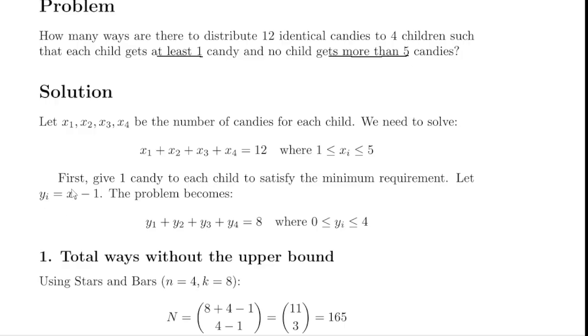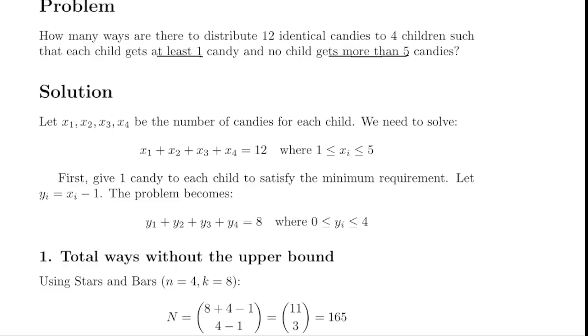So the way to do this, to guarantee that at least one child gets candy, is that we're going to give each child a candy. So instead of having 12 candies, we're going to have 8. And we're going to make a substitution. So now x sub 1 turns into y sub 1, because we subtract 1 from x1 to get y sub 1.